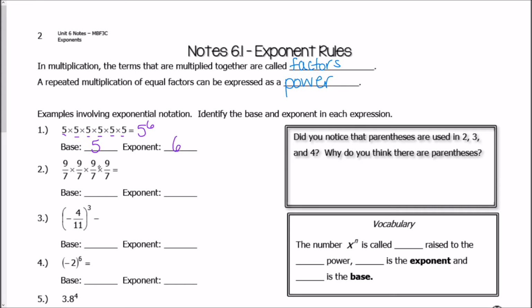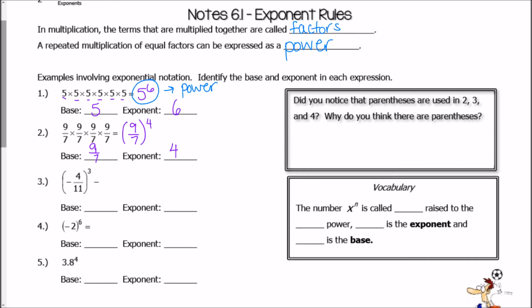Okay? In number 2, it's 9 over 7 times itself 4 times. So that means 9 over 7 to the power of 4. Now you need to have brackets here because we want to show that the entire thing is being raised to the power of 4. Okay? So here our entire base is 9 over 7. And our exponent is 4. And one other thing I want to indicate too is this is called our power right here.